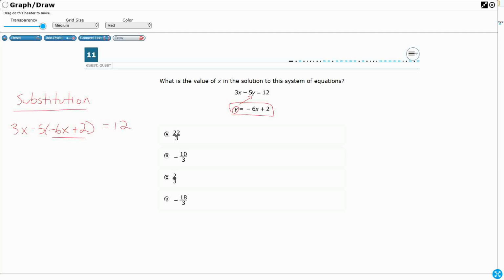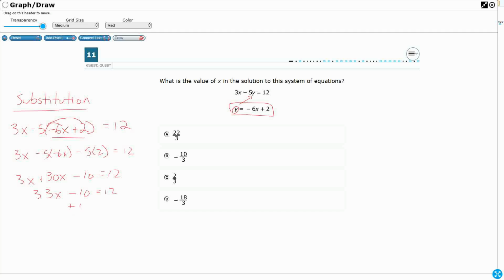Watch my signs. So I've got 3x. Then I've got a minus 5 times negative 6x. And I've got a minus 5 times 2. So I distributed this out to both, keeping my signs. Negative 6x, positive 2. Let's start simplifying. 3x. Negative 5 times negative 6x is going to end up being positive 30x. And then I've got a negative 10. So I've got 33x minus 10 equals 12.